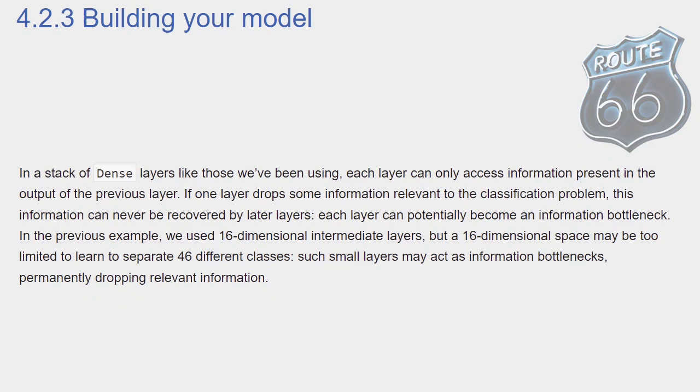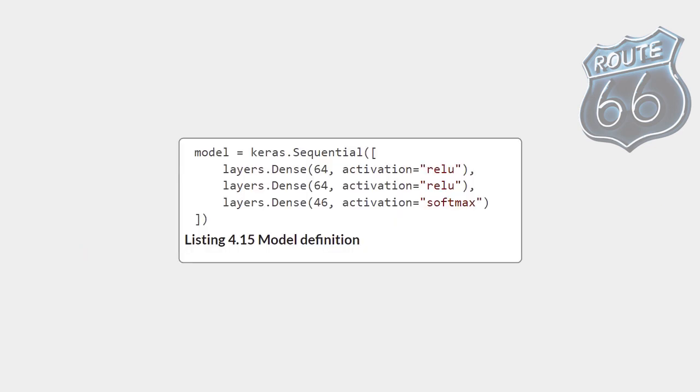In a stack of dense layers like those we've been using, each layer can only access information present in the output of the previous layer. If one layer drops some information relevant to the classification problem, this information can never be recovered by later layers. Each layer can potentially become an information bottleneck. In the previous example, we used 16-dimensional intermediate layers, but a 16-dimensional space may be too limited to learn to separate 46 different classes. Such small layers may act as information bottlenecks, permanently dropping relevant information. For this reason, we'll use larger layers.